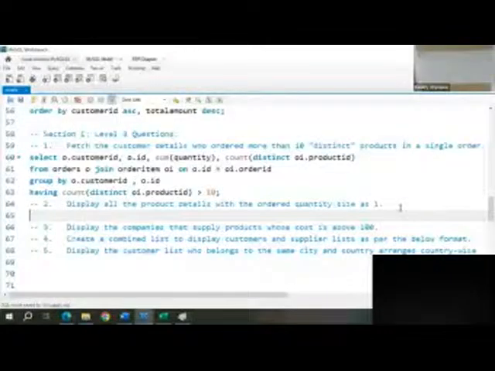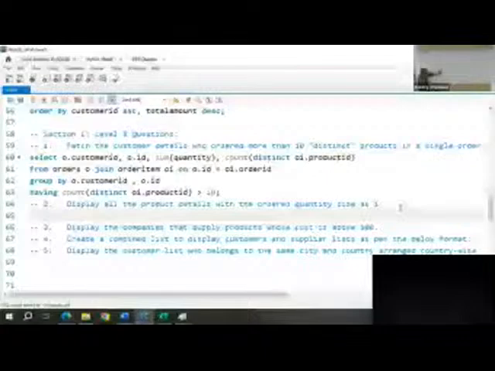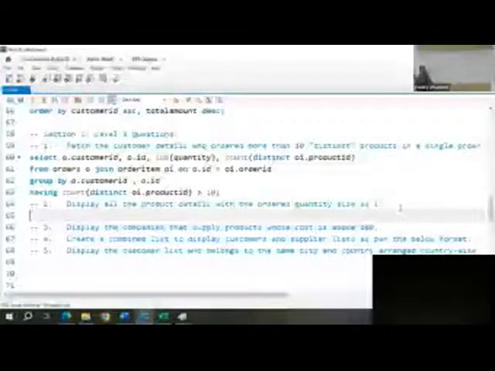So here, let's say P1. They are asking for products that were ordered just one time. That is all. So which are all the products that have been ordered, where the condition says ordered quantity is 1. So any doubts, ask me.